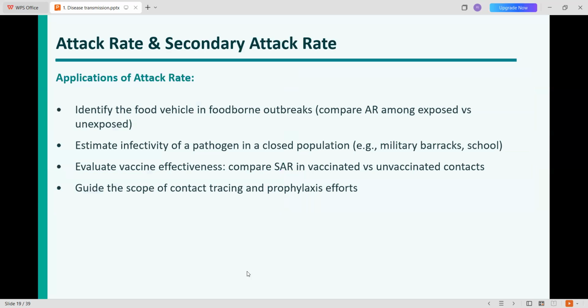So the applications of attack rate: identify the food vehicle in a foodborne outbreak by comparing attack rates among exposed versus unexposed, estimate the infectivity of a pathogen in a closed population, and evaluate vaccine effectiveness by comparing the secondary attack rate in vaccinated versus unvaccinated contacts. It also guides the scope of contact tracing and prophylaxis effort.